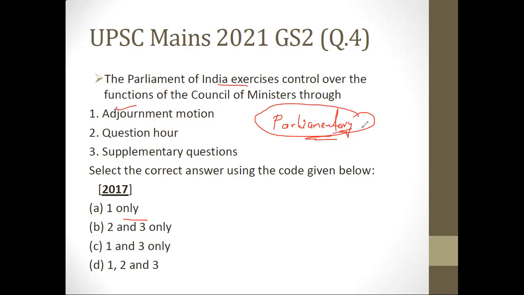The difference is that in the parliamentary form of government, the executive is part of the legislature. The executive is part of the legislature, responsible to it. In the presidential form of government, the executive is not part of the legislature. It is not responsible to the legislature. So the executive, that means Modi sir, he is a part of Lok Sabha. It's not like he was elected separately. There was one election for the legislature, and whoever has a majority became the executive. And this Parliament, the Lok Sabha, exercises control over the Council of Ministers through these things: adjournment motion, questions, supplementary questions. So all of these are the answer. D is 1, 2, 3.